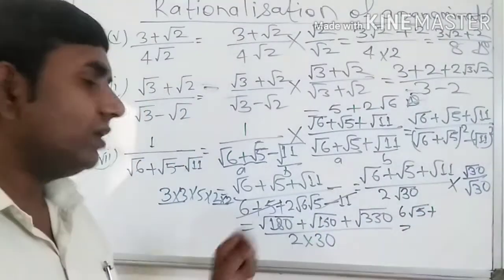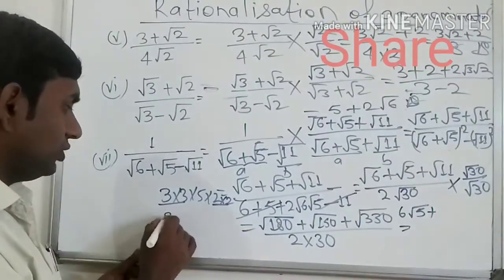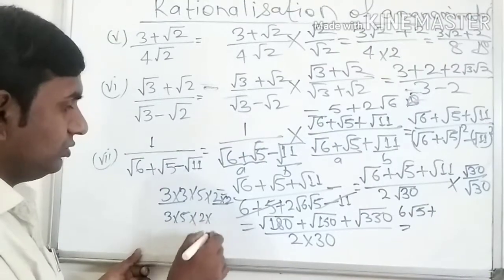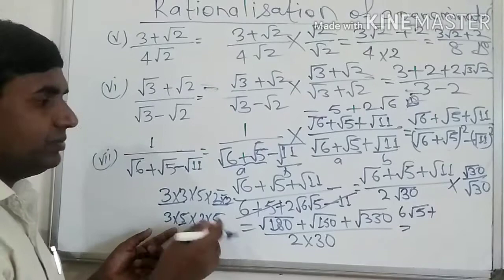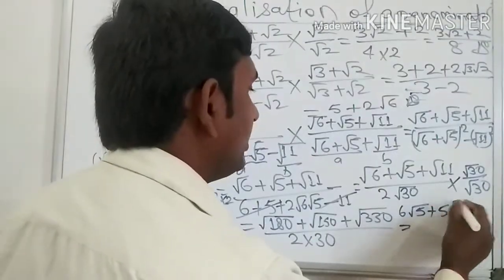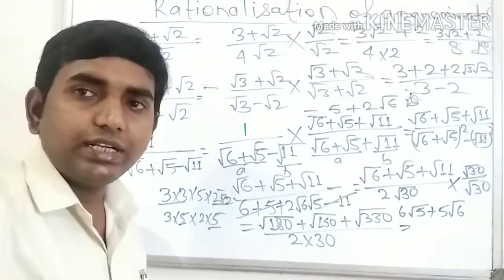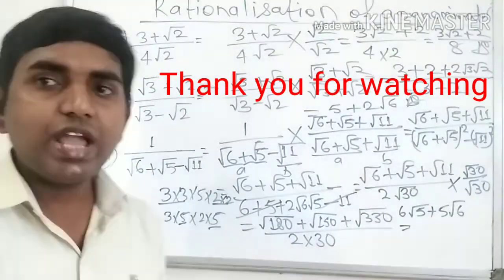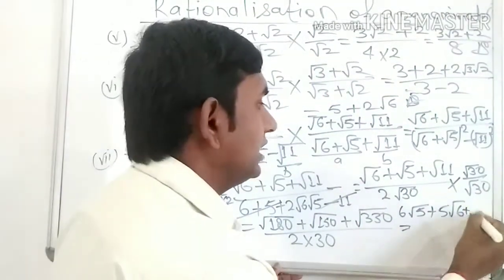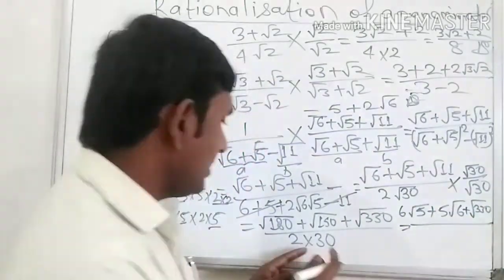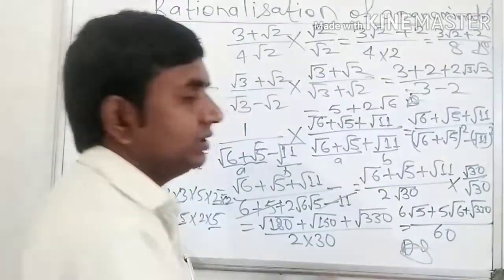Here plus we have under root 150. If we find its prime factors, we have 3 into 5 into 5 into 2. So we have 5, 5, one pair. So we write 5 under root 6. And here we have under root 330. So we find its prime factors: 3 into 11 into 2 into 5. So no number is matched, so we write it in the same way, under root 330, over, if you multiply this, then we find out 60. So it's our answer. Okay, it's our answer.